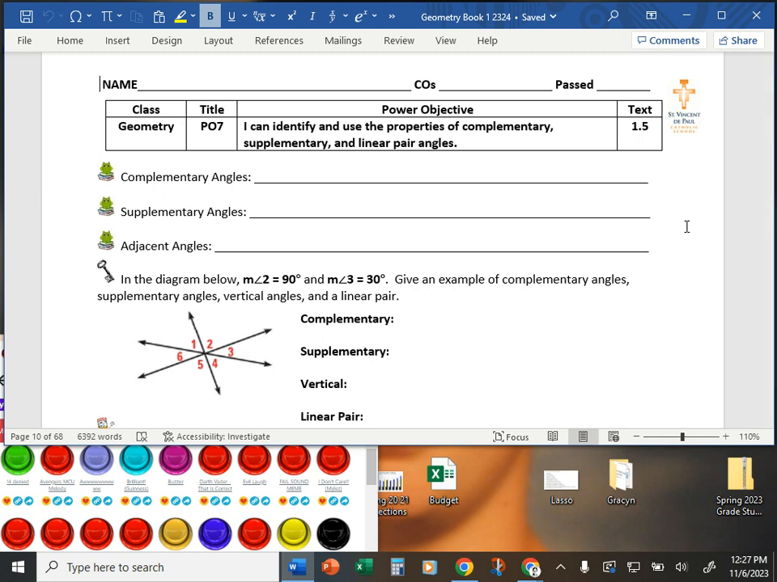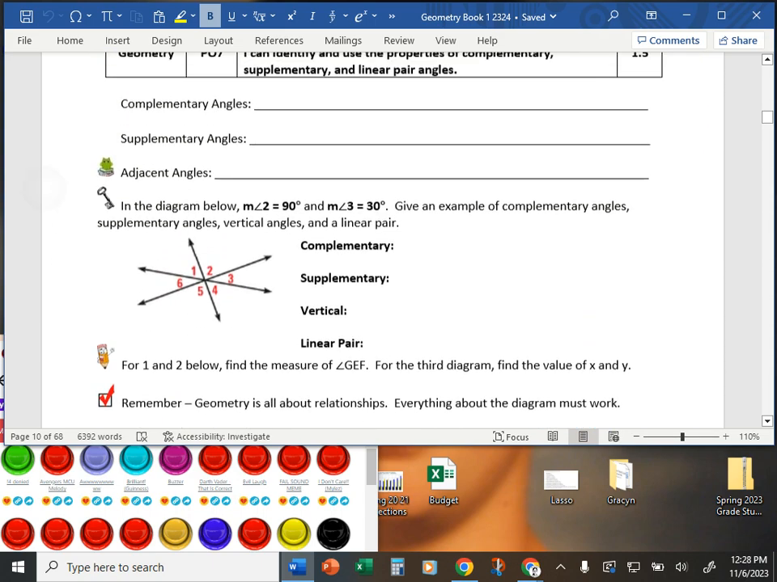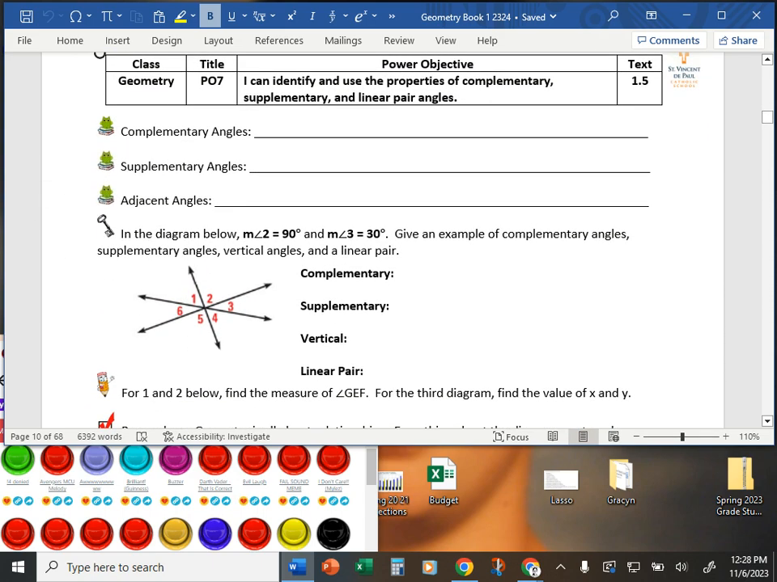Another PO, and you know the POs are super important. That's because these terms you are going to be learning in PO7, supplementary and complementary. You've learned them before. I know this. You've had these terms before, but we're going to start to apply them, use them in solving for angles and things like that. So raise your hand.